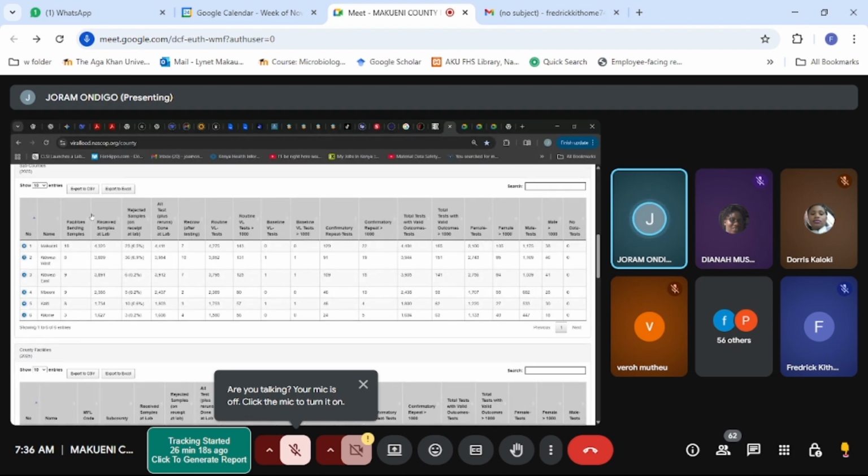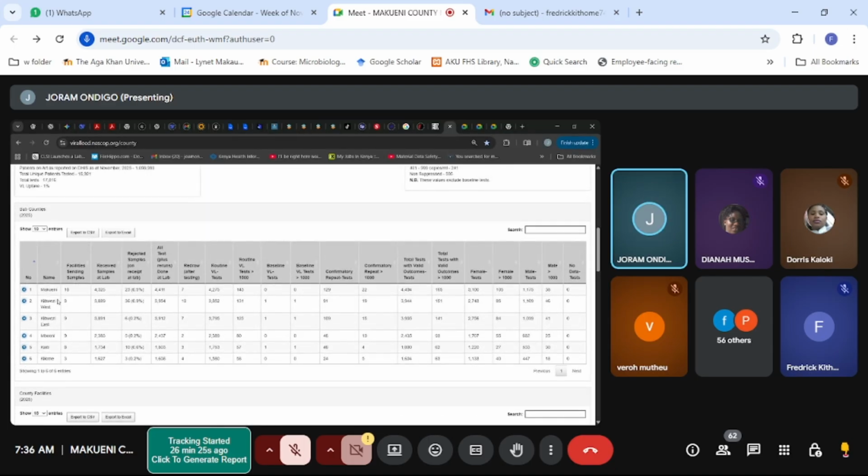There's this bit here, which shows the entries per sub-county. You see, like facility sending samples. You see Makueni 18, Kibwezi West 8, Kibwezi East 9, Mboni 9, Kaiti 8. Of course, Kilomi, as we said, there are 3 sites and number of samples that they have ever sent.